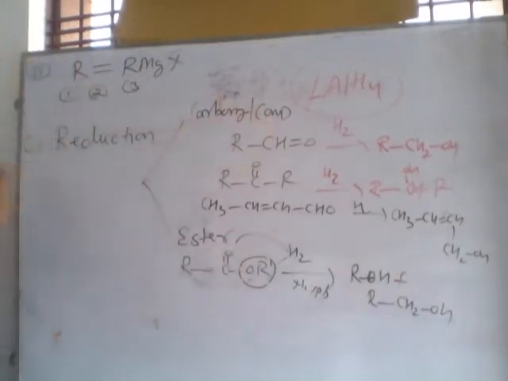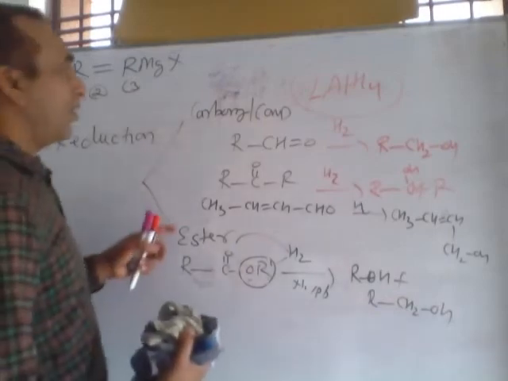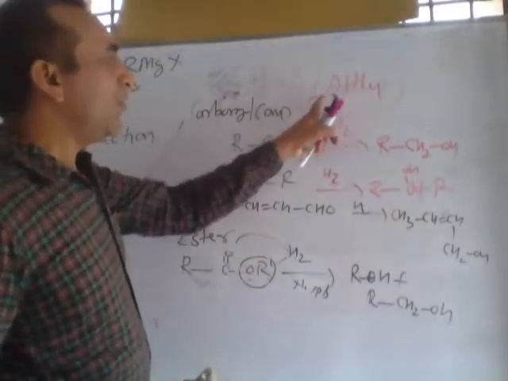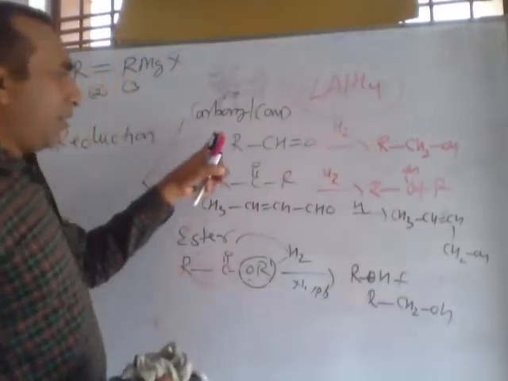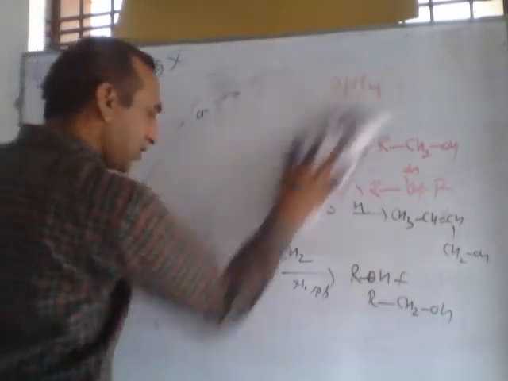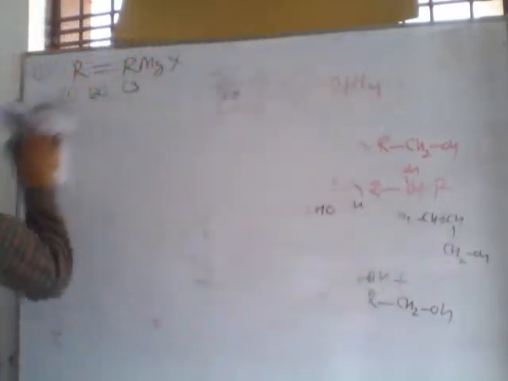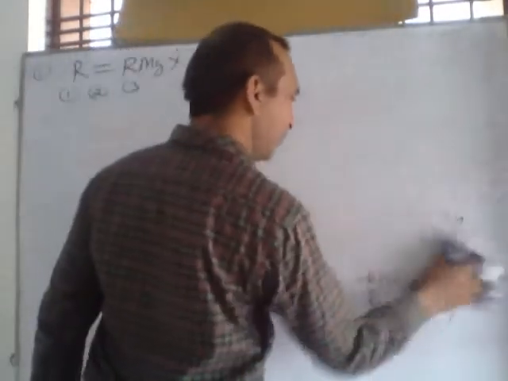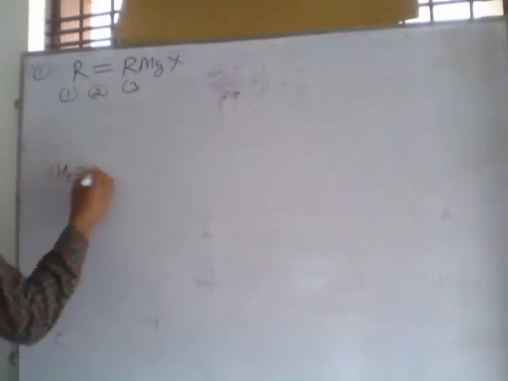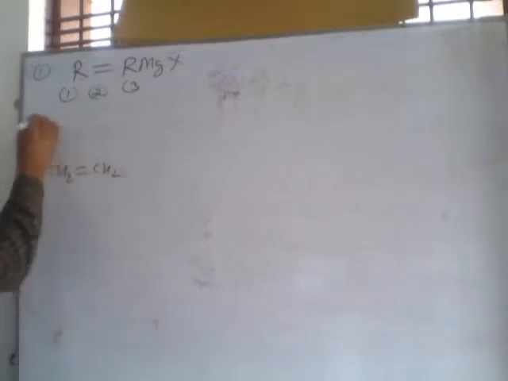So the first is the reduction reaction. Reduction of which compound? Reduction by the help of lithium aluminium hydride. Reduction of carbonyl compounds of 2 types, aldehyde and ketone, and reduction of ester. Ester is RCOOR. Good. Second is the double bond. Double bond is present in alkenes. Suppose CH2 double bond CH2. This is the second method, from alkene.